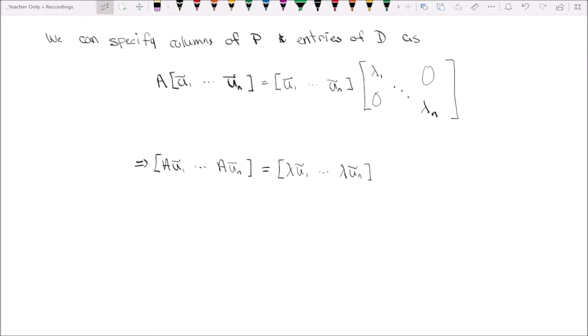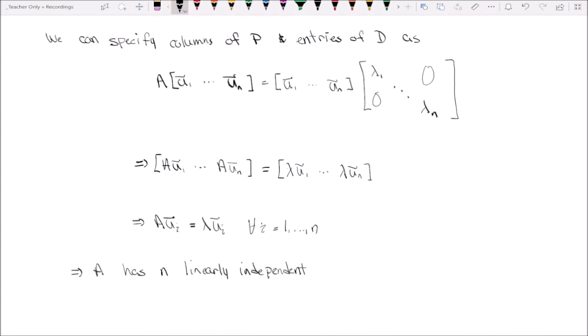In order to be equal, we have to have A Ui is equal to lambda i Ui, for all i equal to 1 through n. But this means that A has n linearly independent eigenvectors.